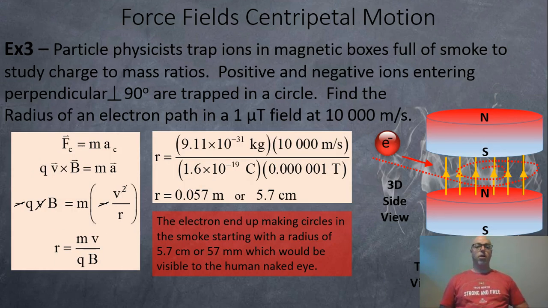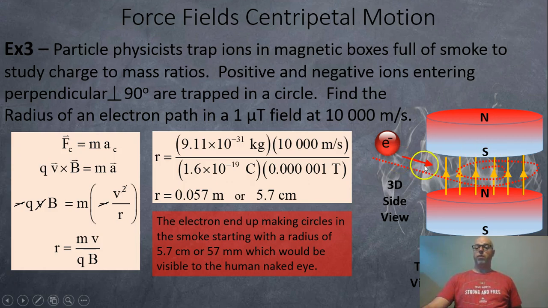Okay. The third type of centripetal motion occurs when an ion, a charged particle, runs into a magnetic force field at a perpendicular 90-degree angle to its velocity vector. For example, here I have an electron running into a magnetic smoke box trap that particle physicists use. The electron runs in, there's smoke so we can see the trail, and the magnetic force is from the North Pole to the South Pole, up.